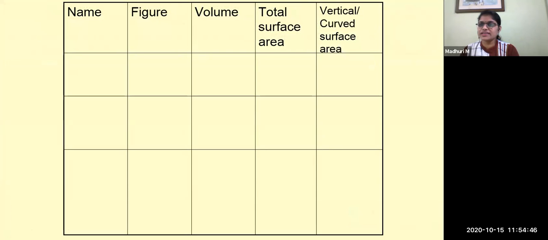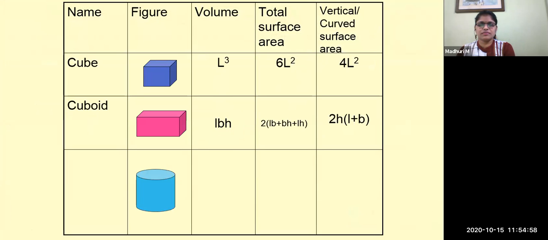Let us quickly revise the formulas. Why? Because we are going to use these formulas for the quiz. Okay, so take a note of this, everyone. Quickly, you can just take a screenshot or you can just note them down. Yes, so these are the formulas for cube, cuboid, and cylinder.